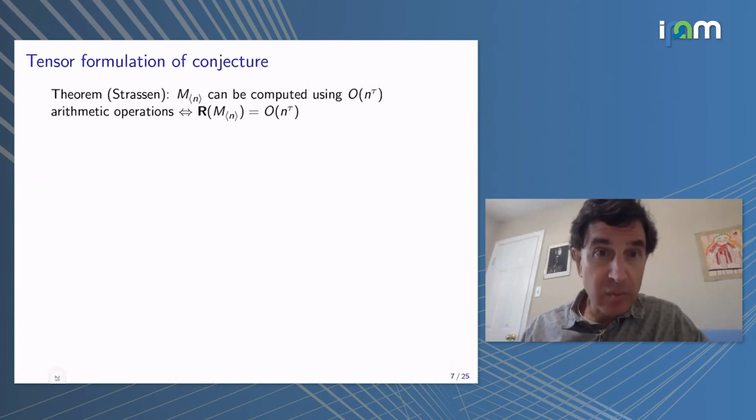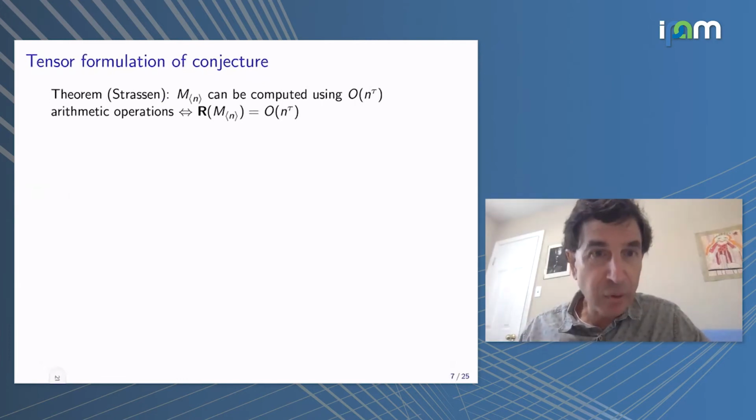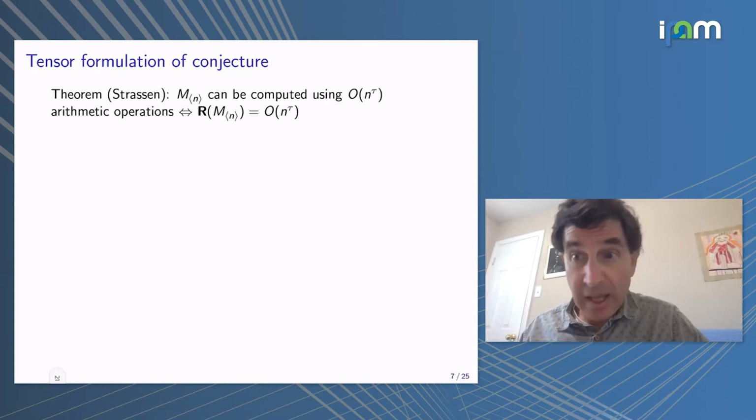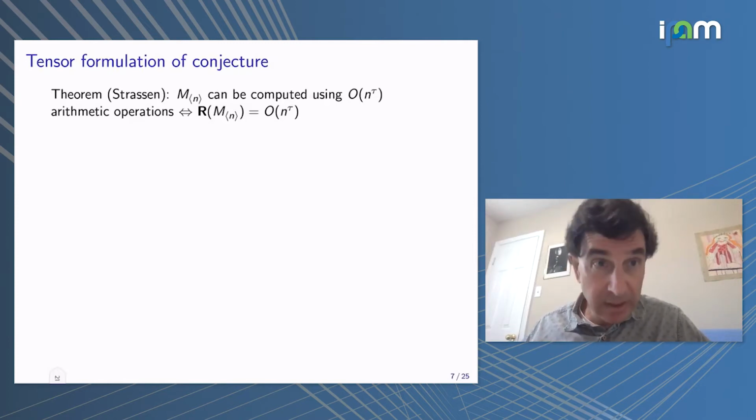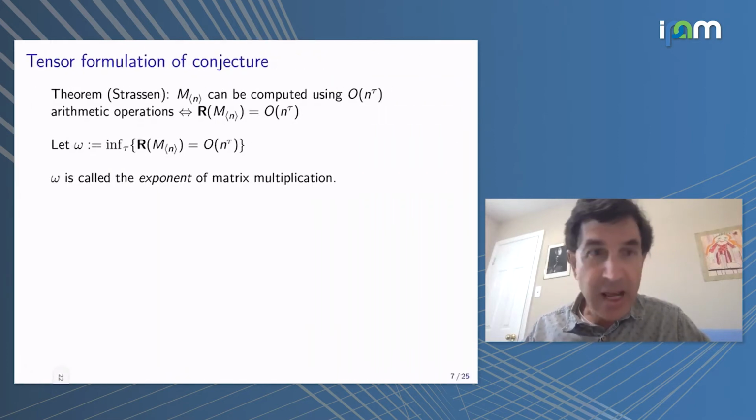Okay, so let's be precise. Strassen actually proved that the matrix multiplication operation can be computed using on the order of n to the tau arithmetic operations if and only if the tensor rank of this matrix multiplication tensor, as a function of the size of the matrices, grows like n to the tau. So that is a precise theorem, and that enables us to rephrase the astounding conjecture. Let's let omega denote the infimum of the tau such that the rank grows to order n to the tau. And that's called the exponent of matrix multiplication.